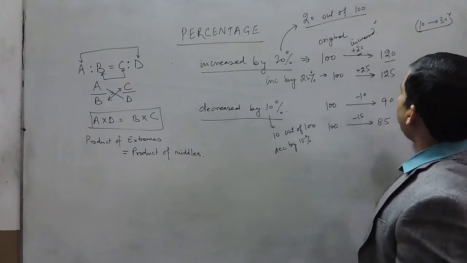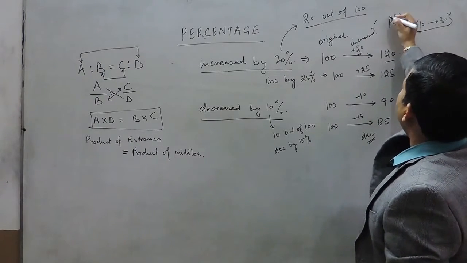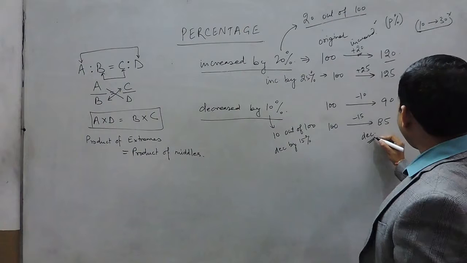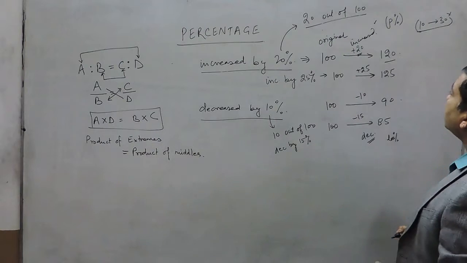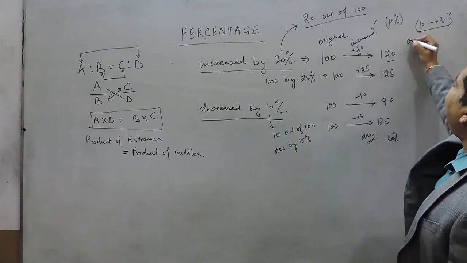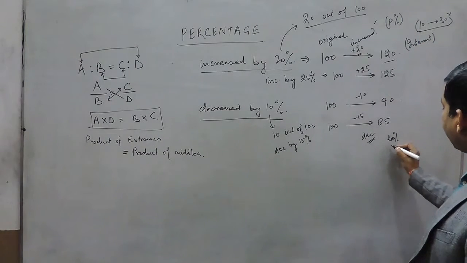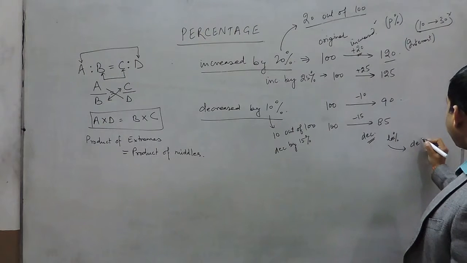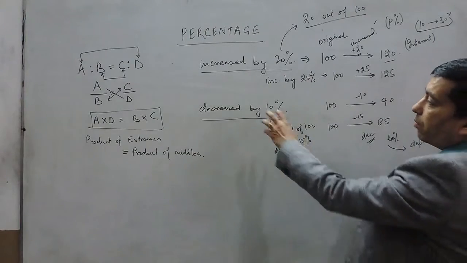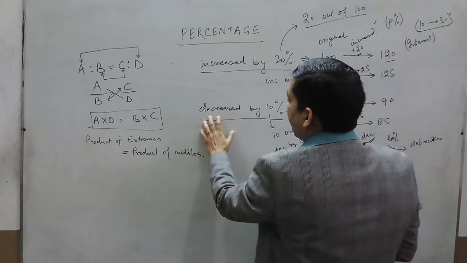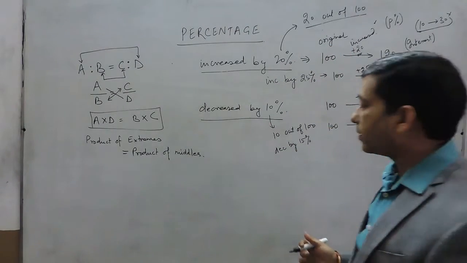Now these terms, increased by can be written as profit percent in the chapter profit and loss. Here decreased by can be written as loss percent in the chapter profit and loss. In the same way, increased by can be written as interest in the chapters simple interest and compound interest, and decreased by can be written as depreciation in the same chapter. So we are actually talking about the terms increased by some percent and decreased by some percent. Now the question is how we solve questions based on this.